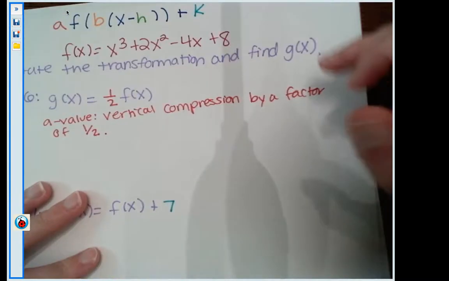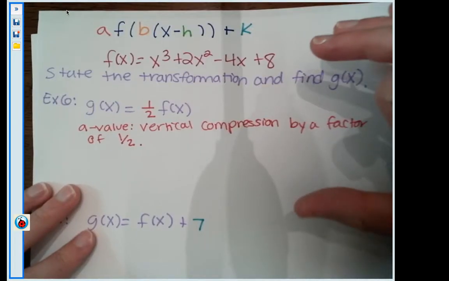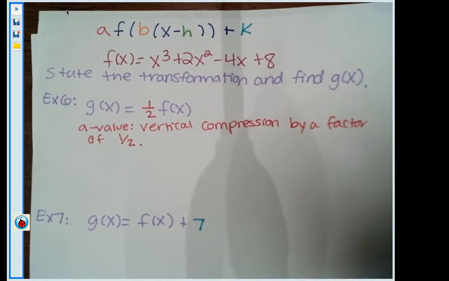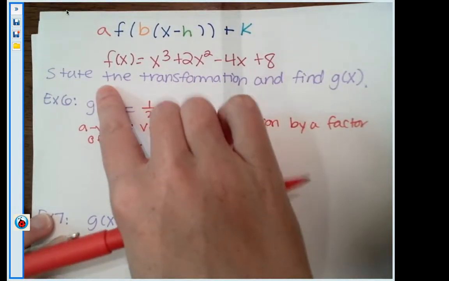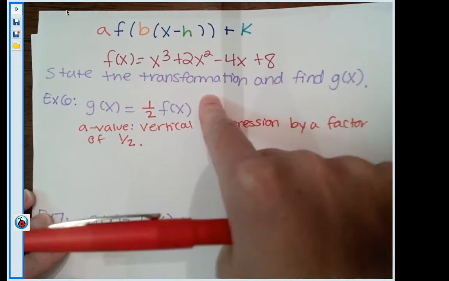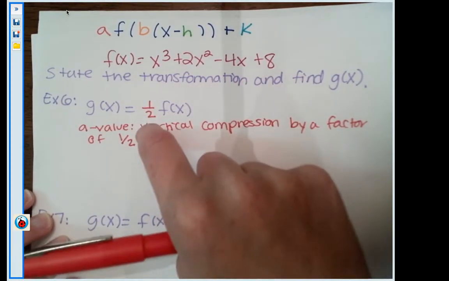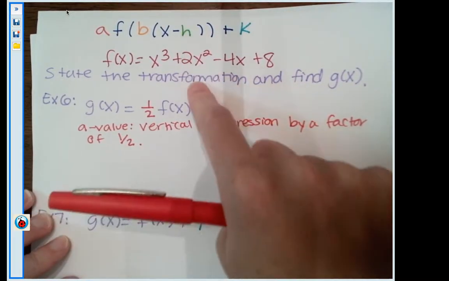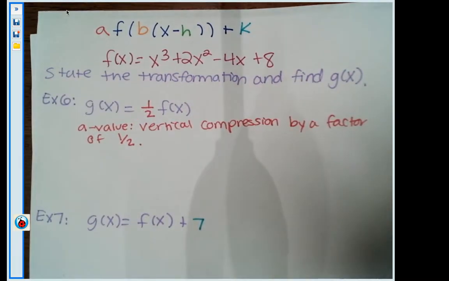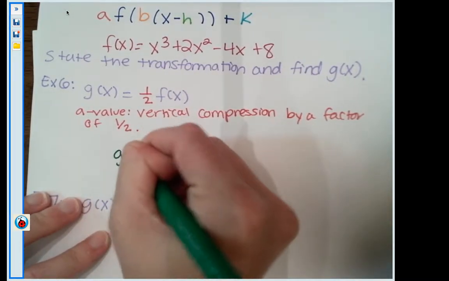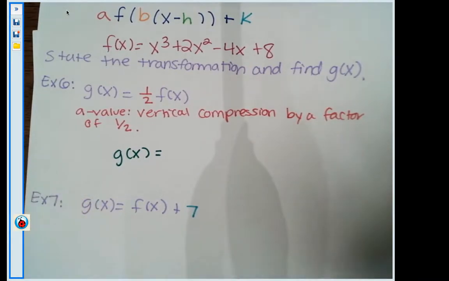All right, so typically in the last problems that we were working on, we would be done in this step. But not only does it say to state the transformation, it also says to find g of x. So I want to know the equation that will force f of x to vertically compress. So let's solve for this bad boy right now. All right, so g of x, let's see, I'm going to pick a nifty color.